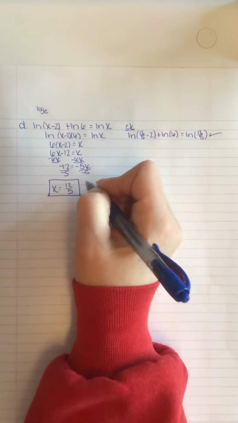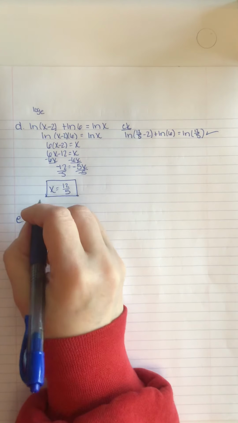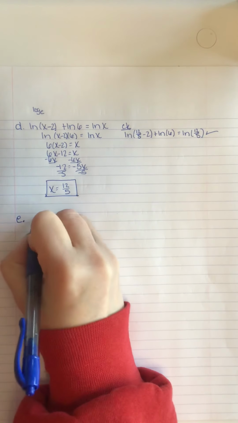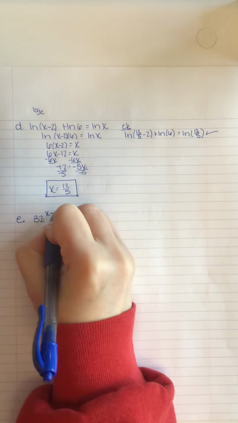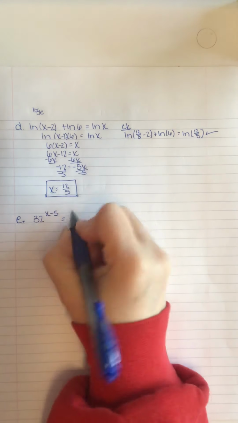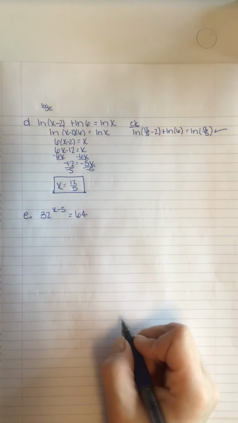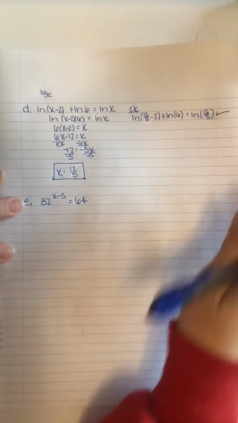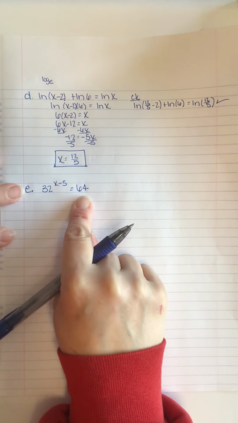Okay, we're going to do one more of those. So looking at E, if it gives you 32^(x-5) = 64. So we've already done one somewhat like this. Actually, we're going to do two more. We'll do this one and one more. But we've already done something similar to this, right?